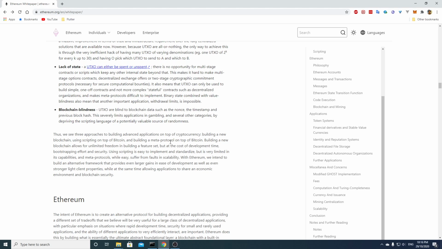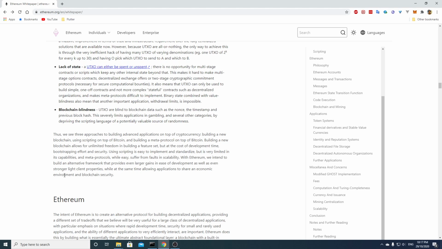And building a meta protocol on top of Bitcoin. Okay, so that's one step above scripting. Building a new blockchain allows for unlimited freedom in building a feature set, but at a cost of development time, bootstrapping effort, and security. I'm guessing he's going to advertise that solution, since Ethereum is a new blockchain. Using scripting is easy to implement and standardize, but is very limited in its capabilities, and meta protocols, while easy, suffer from faults in scalability.